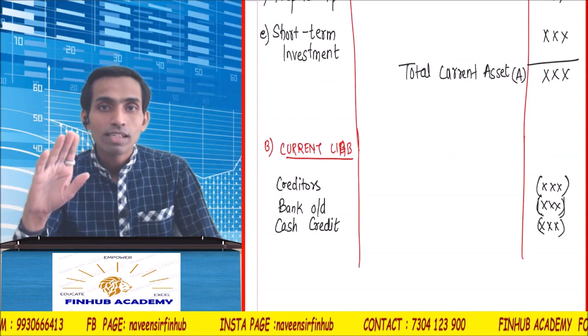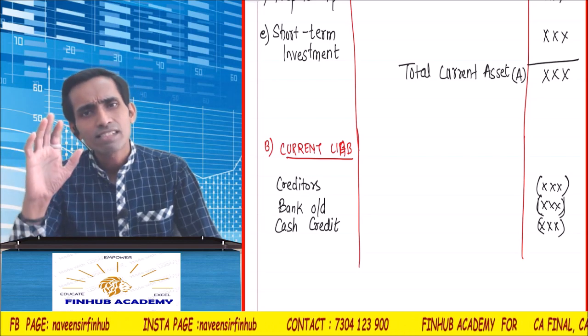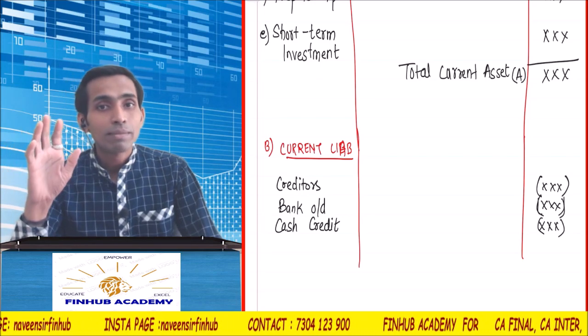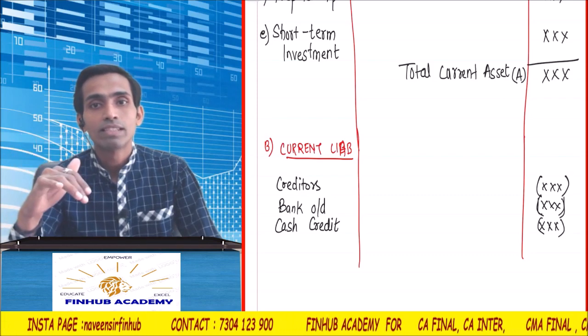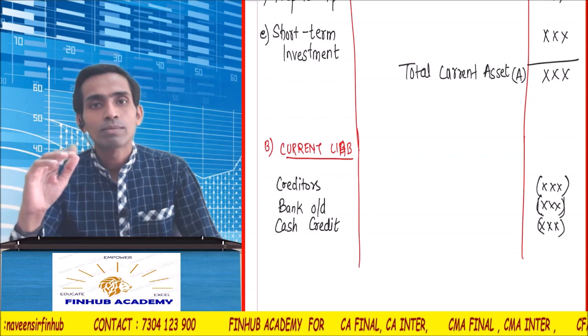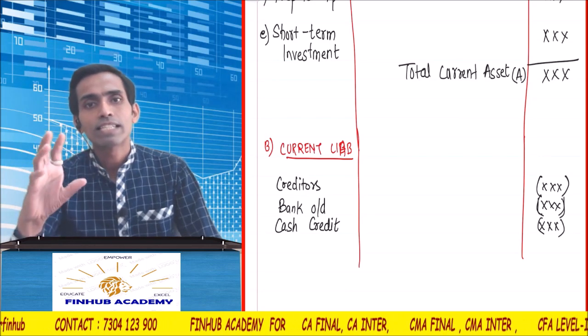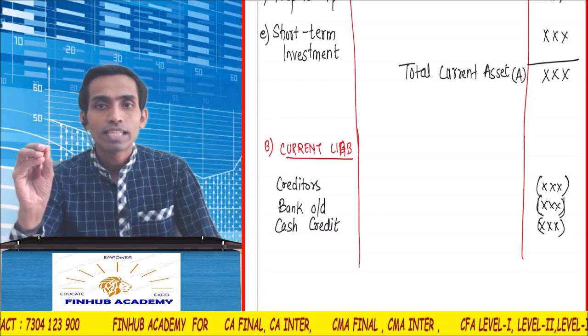Bank OD can be secured as well as unsecured. It depends how your relation is with the bank. Cash credit is secured. But the main difference is what? Bank OD is callable, means anytime the bank manager can ask you to repay. Cash credit is a running account. Running account means once you withdraw the money, enjoy it, just keep on paying the interest. Is it clear, guys? Okay.